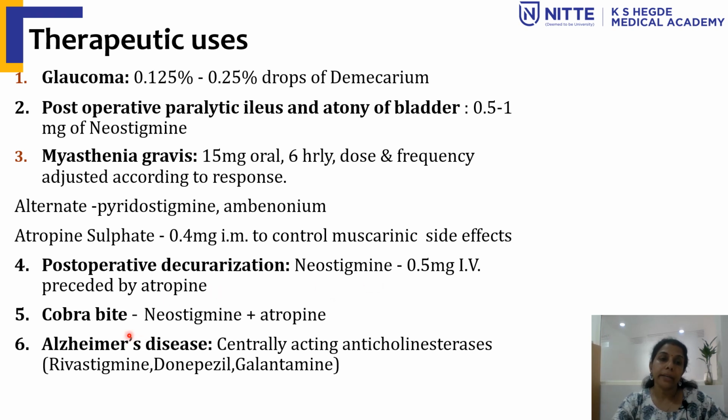Then cobra bite. In cobra bite, what is preferred is anti-venom serum, but for the respiratory paralysis, to counteract that, neostigmine along with atropine has been given. Then in Alzheimer's disease, centrally acting anticholinesterases are preferred. So these are the therapeutic uses of anticholinesterases.